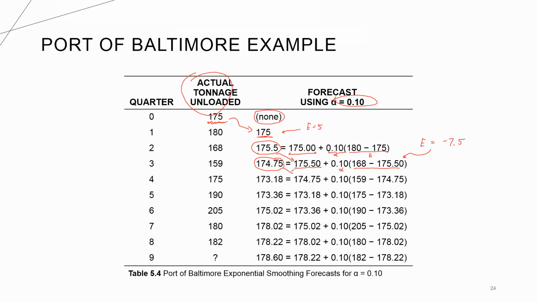And we repeat. This becomes the basis for our next one. We get alpha times the error, and we adjust again. And then we adjust again and again and again. We're always adjusting our forecasts based on our errors. So when our forecast is higher than our actual, we adjust our forecast down. When the forecast is lower than the actual, we adjust our forecast up. And so we just keep on recursively using this formula. And that's all you have to do. Just use that formula over and over and over.